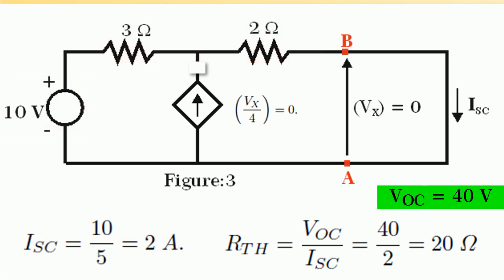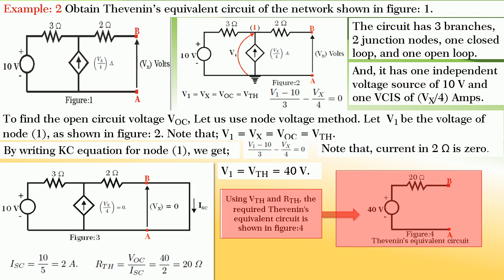And we know VOC and ISC and hence R Thevenin is equal to VOC divided by ISC, that is 40 divided by 2 equal to 20 ohm. So using V Thevenin and R Thevenin, the required Thevenin's equivalent circuit is as shown in figure 4.